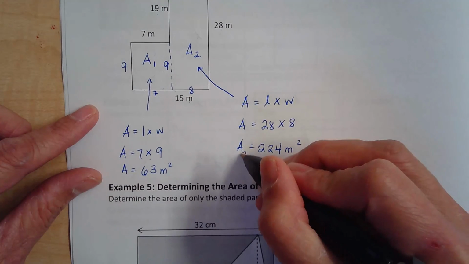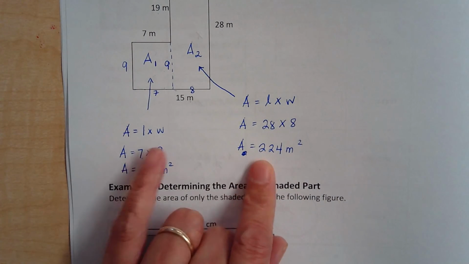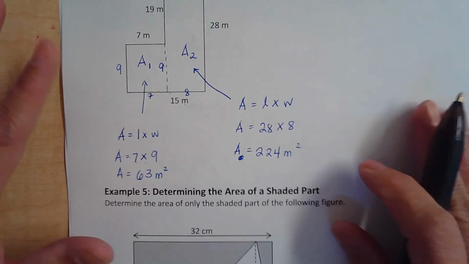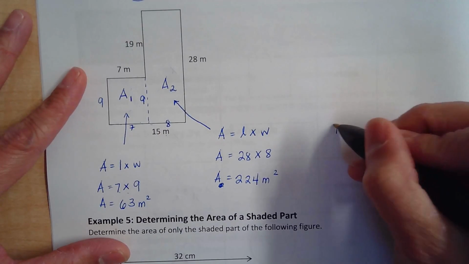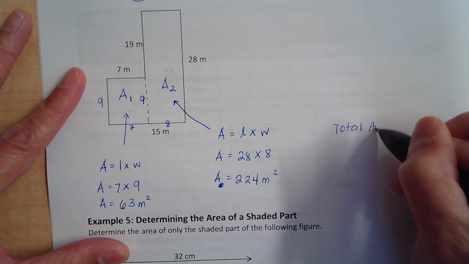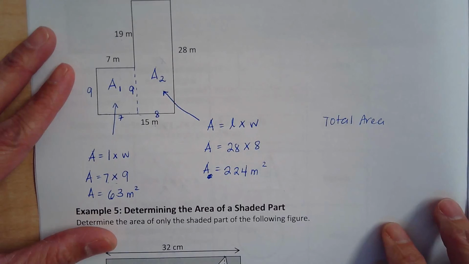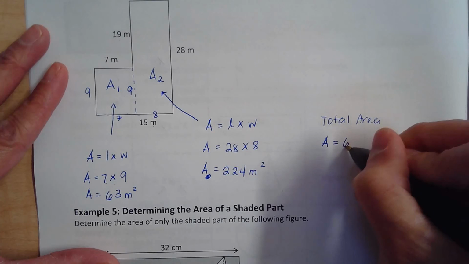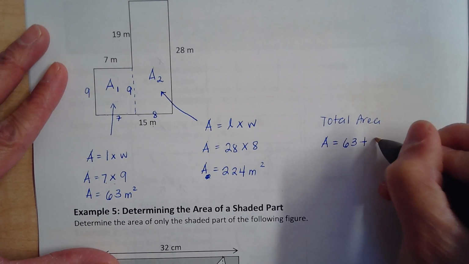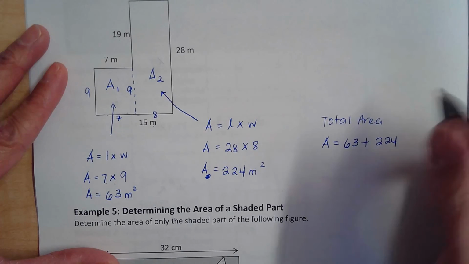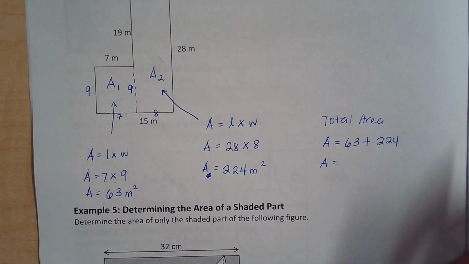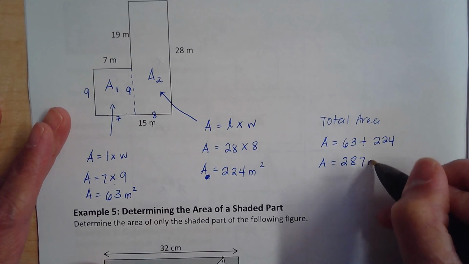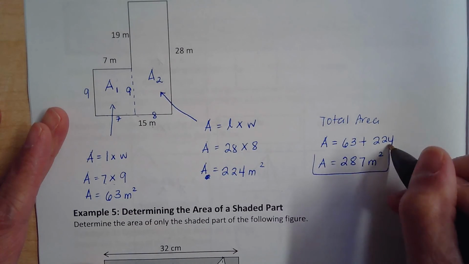So you've got area 1 and area 2. Now, how much is that all together? So total area, you're going to add them up. A is equal to 63 plus 224. That's going to give us 287 square meters.